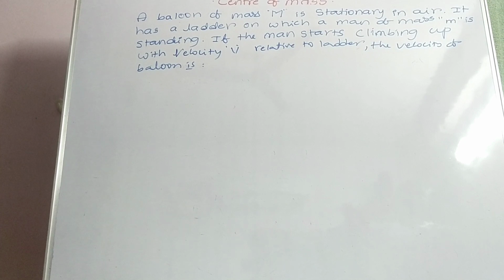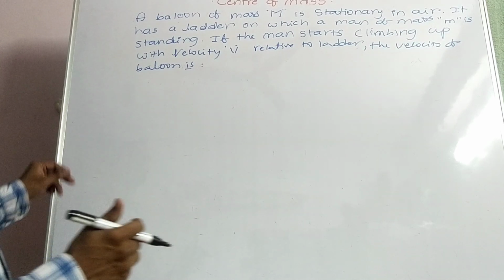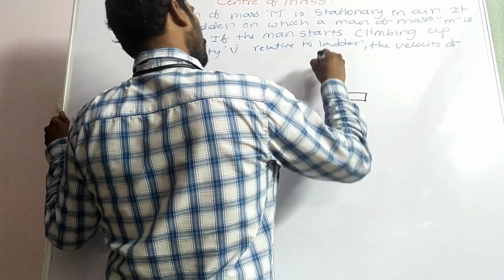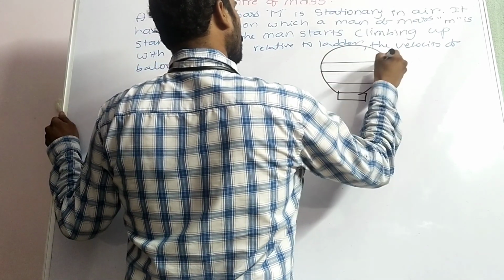Here a balloon of mass capital M is stationary in air. It has a ladder on it on which a man of mass m is standing. If the man starts climbing up with a velocity v relative to the ladder, the velocity of the balloon is... Here is the balloon as shown in the figure.